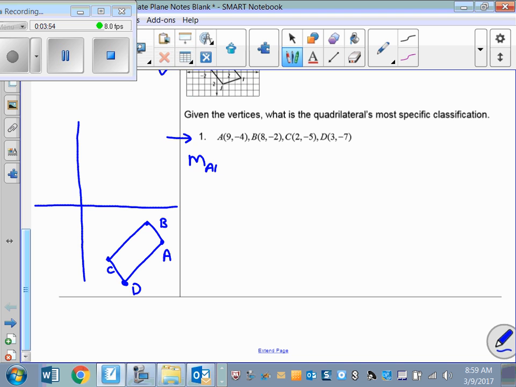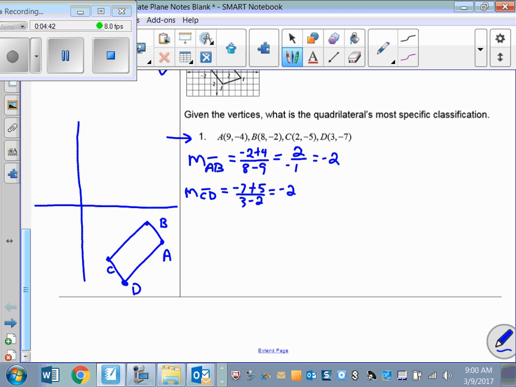So I'm going to start with AB. The slope of side AB is negative 2 minus negative 4 over 8 minus 9, right? And that is 2 over negative 1, so negative 2. All right, and then let me find the side opposite AB, which is CD. The slope of CD is negative 7 plus 5 divided by 3 minus 2, so negative 2. So yay, so far so good. I've got one set of opposite sides parallel. What if that's all I find? What if the other two sides aren't parallel? What's it going to be? Oh yeah, trapezoid.